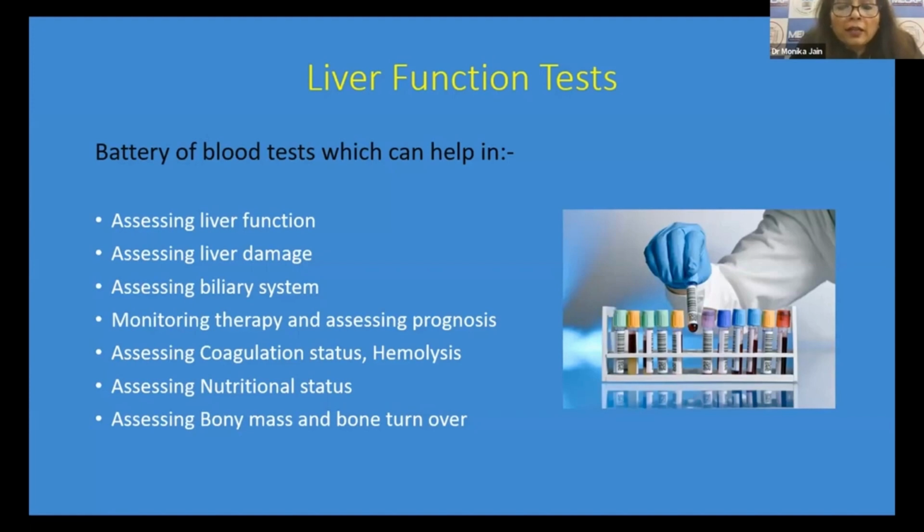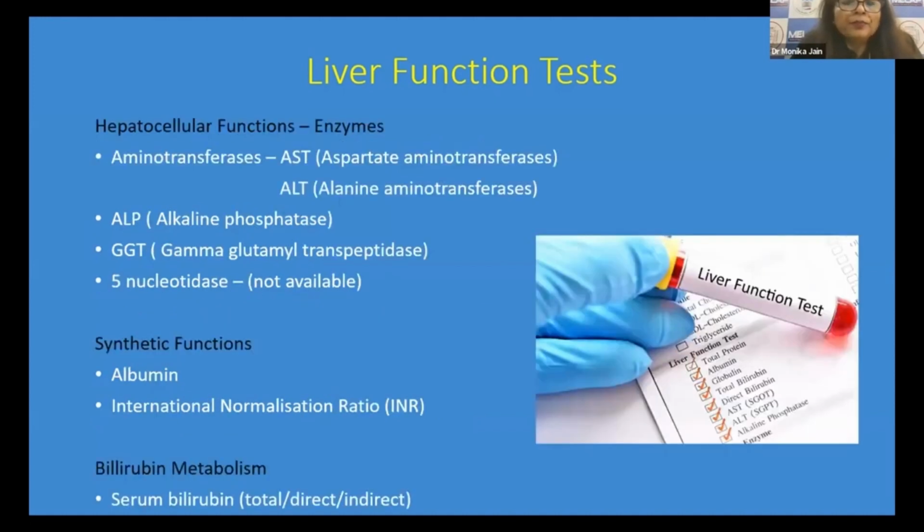So look, the information from LFT is not only about the liver, it is about the biliary system, it's about the hemolytic system, bone and nutrition. So a lot of information we can get by looking at the blood test through LFTs.